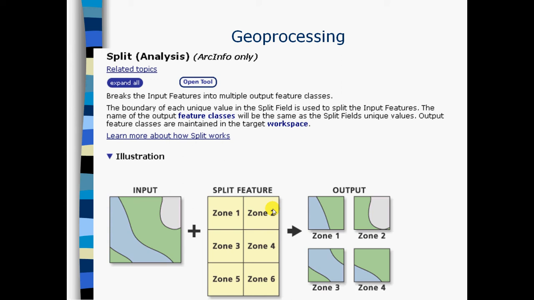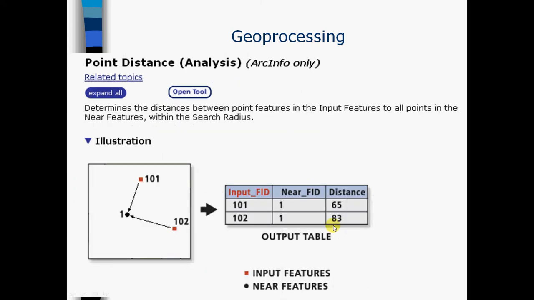There are other analyses possible in the geoprocessing toolbox, such as split. In this case, it's possible to have multiple cookie cutters all at once that creates multiple outputs. It's kind of industrial scale cookie making in this case.